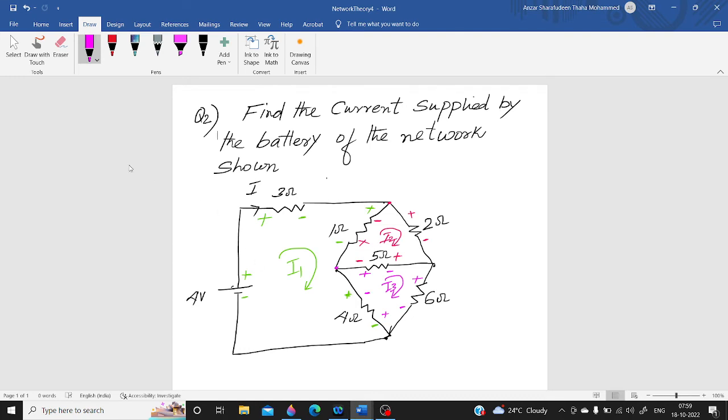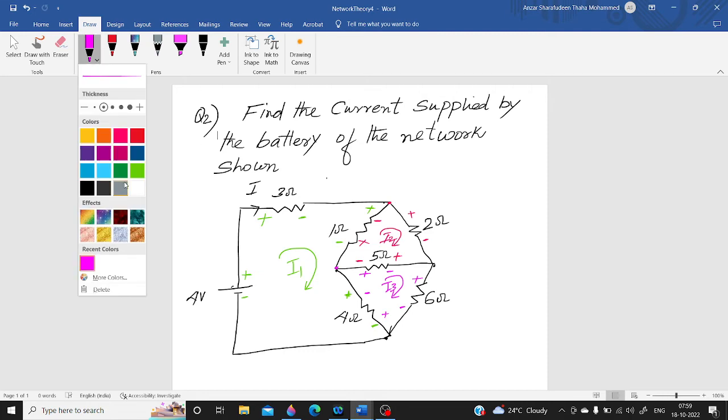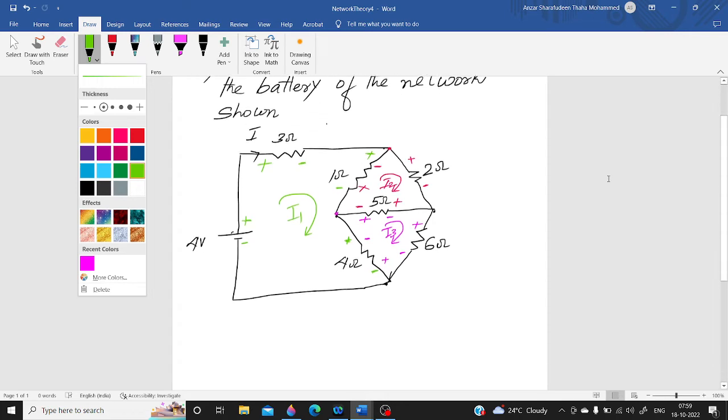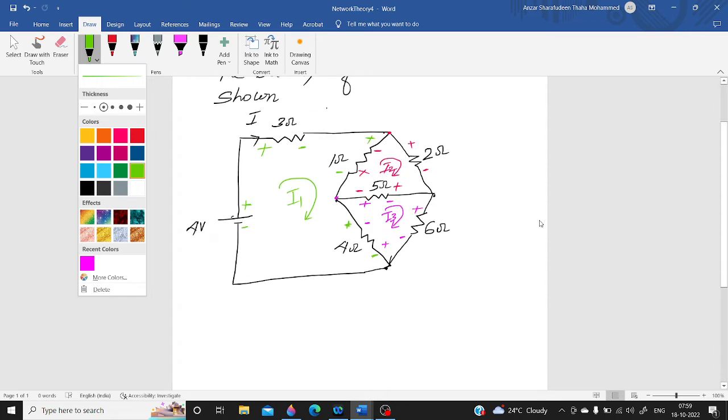Now I have to consider the current equation, or sorry, the voltage equation in mesh 1, so we have to write the KVL along mesh 1. So let me apply KVL to the first mesh.